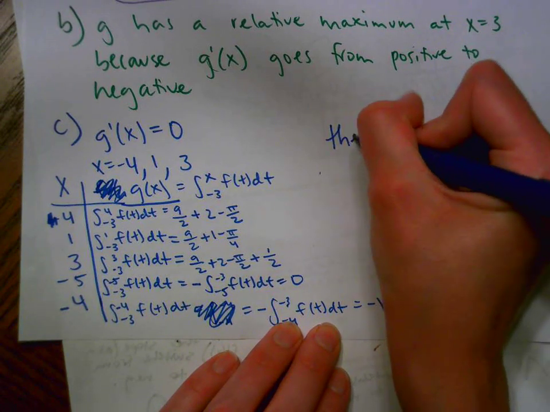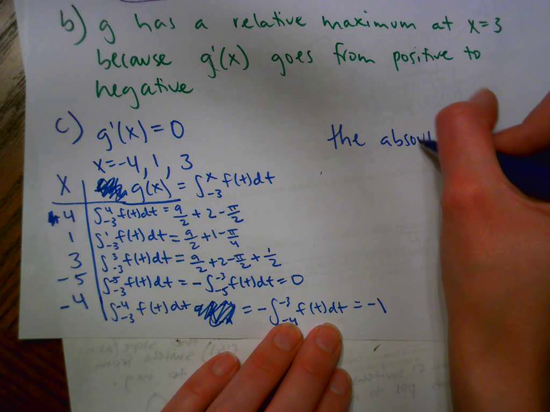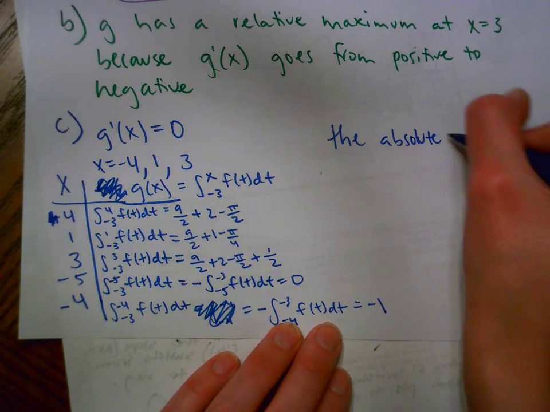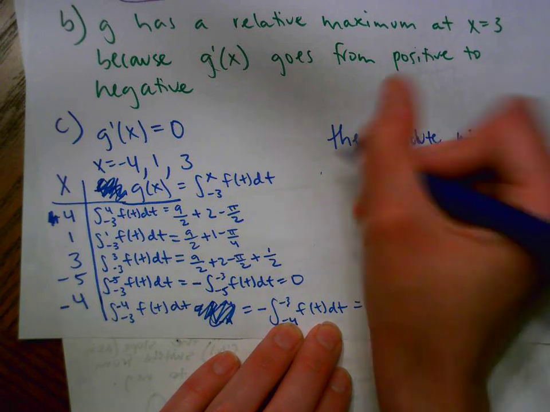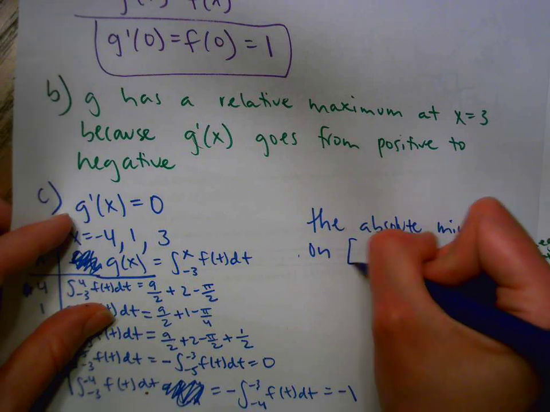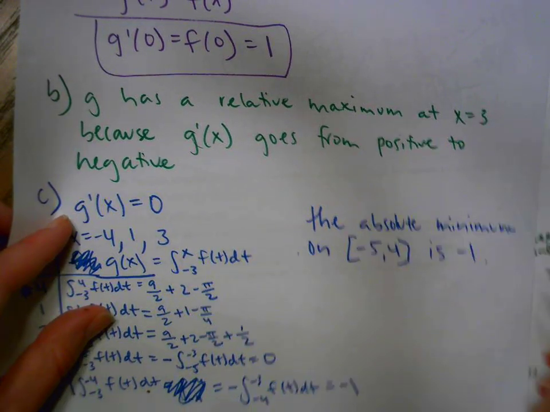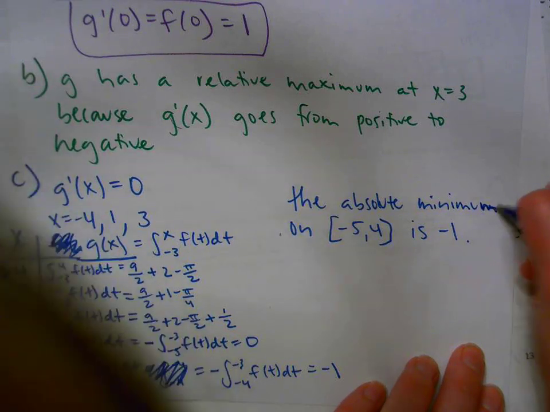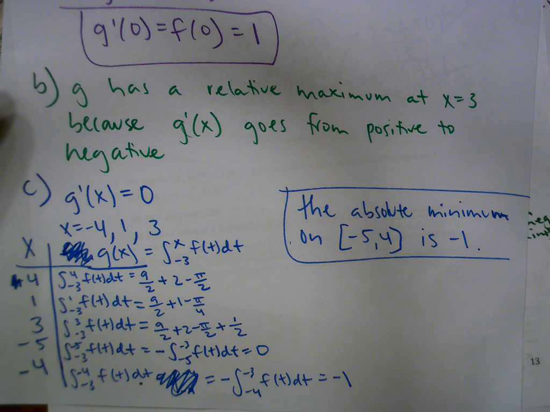So we'll say the absolute, if I could spell, minimum on, and we'll say our interval negative 5 to 4 is negative 1. Okay.